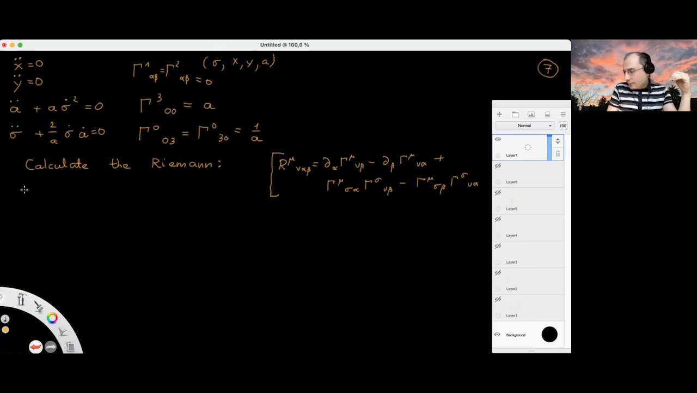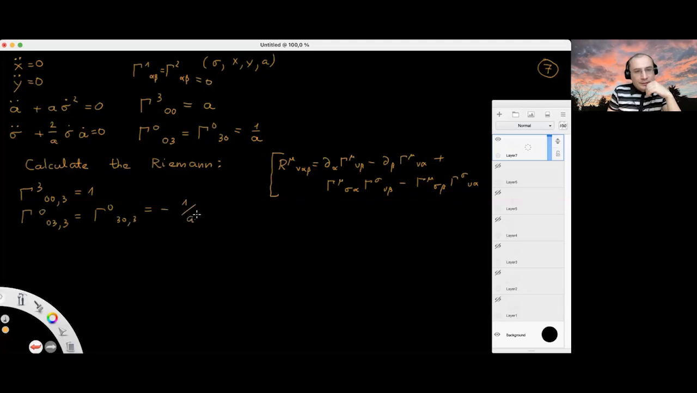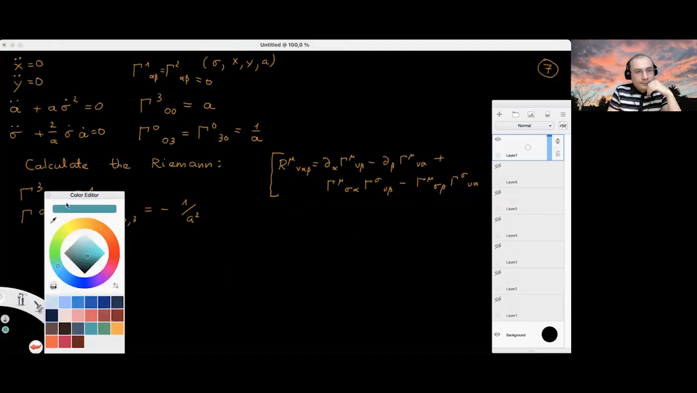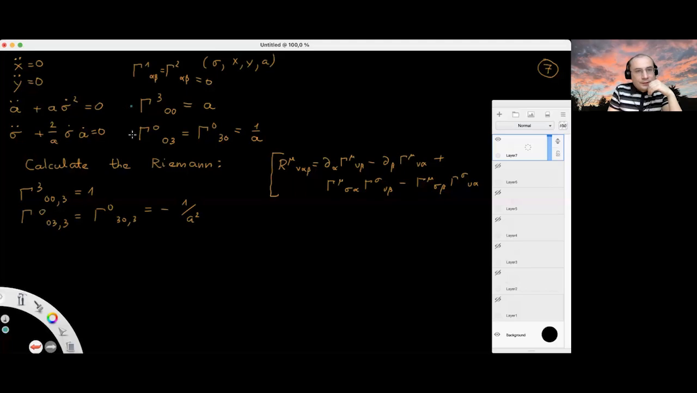So when it comes to derivatives, the only non-vanishing components of derivatives are gamma 3 0 0, a is x3, so this one does not vanish, and also gamma 0 0 3 3 equals gamma 0 3 0 3. This is minus 1 over a squared, and also these don't vanish. Let me use a bit of color to highlight that. This doesn't vanish, this doesn't vanish, this doesn't vanish, this doesn't vanish.